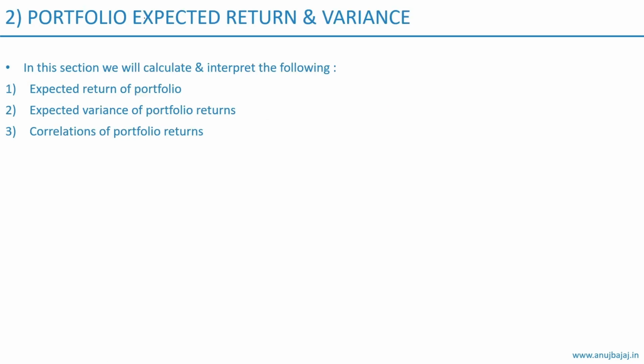Second section, which is portfolio expected return and variance. In this section, we will calculate and interpret the following things. Earlier we looked at how to calculate the expected return of individual assets. Now we look at how to calculate the expected return of a portfolio. Then we look at how to calculate the expected variance and the expected correlations of portfolio returns.